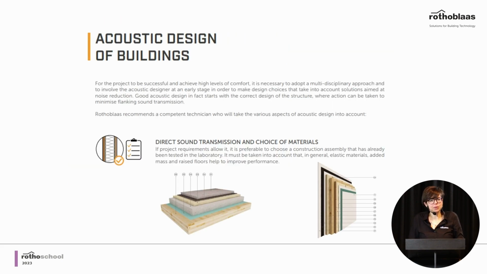So we are arriving at the end of our presentation, and I would like to briefly summarize what we have seen. In order to have a good acoustic design of the building, we need, first of all, to choose materials and stratigraphy that are tested and that allow us to reduce the direct transmission of sounds. We have seen that there are many databases. Rothoblaas also has one that allows you to understand the performance we can expect in our buildings.